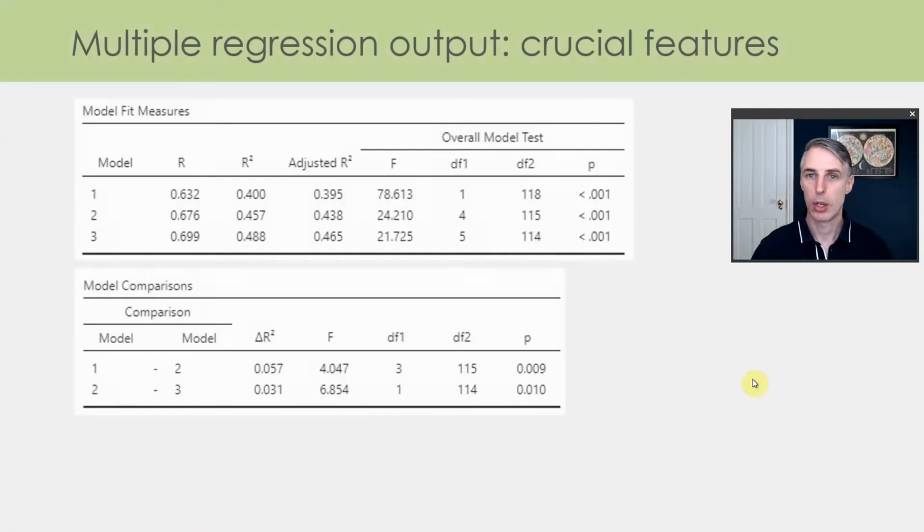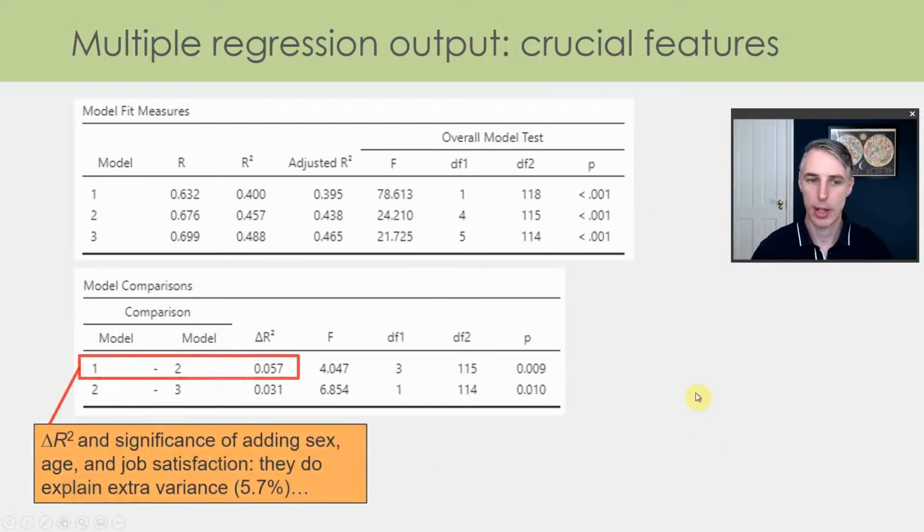Okay, let's zoom in on some other key bits of the output. So firstly, here in the model fit table, we have not 1 but 3 sets of R-squared values and the tests of whether they're significantly different from 0. And then we also have a second table here of model comparisons. So I'll start there. Okay, so this first row is giving us a value of the change in R-squared between model 1 and model 2.